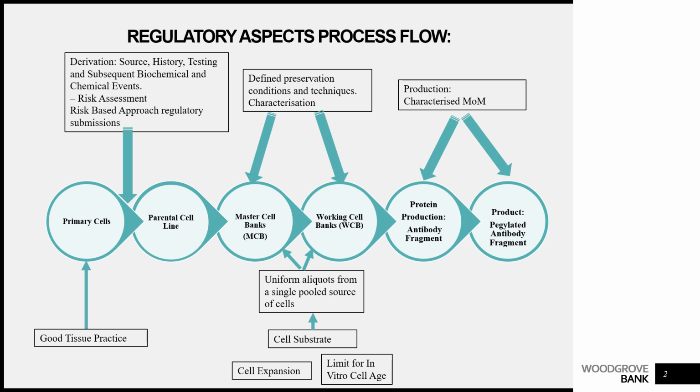Anyway, your production would be where you would then harvest your proteins, concentrate them, purify them, and then do further manufacturing. In this particular example, that is the pegylation step, where you would do the reaction of the antibody and form the pegylated antibody fragment. So this is kind of how I picture it in my mind.